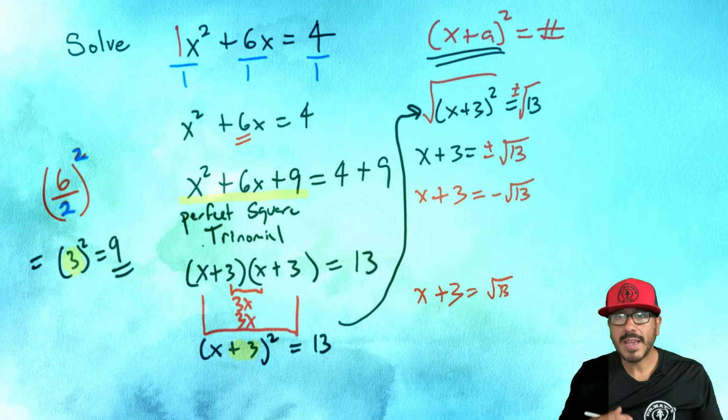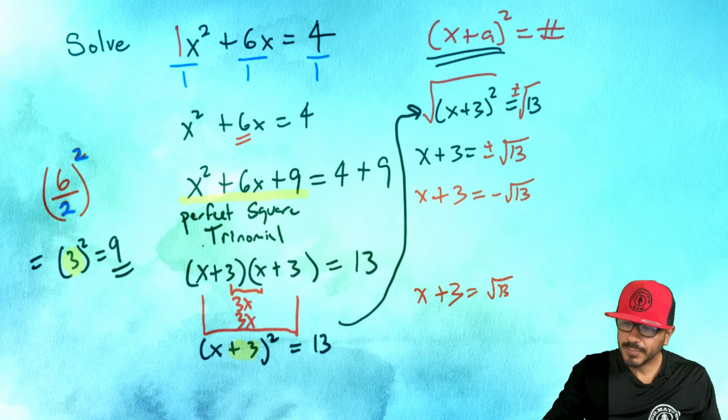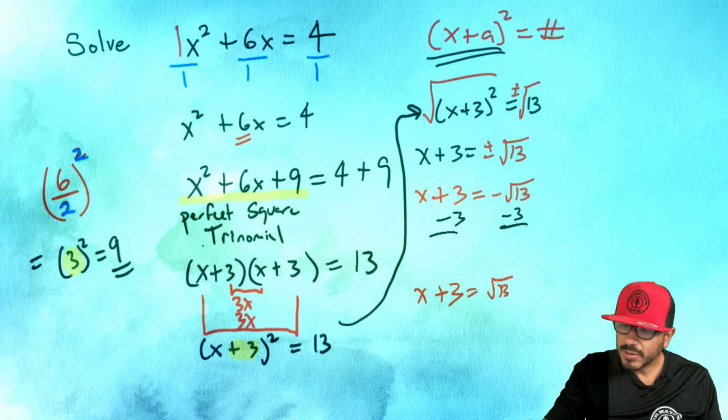And now we just isolate our x, because that's what we're solving for. So we subtract 3 from both sides. So one of our solutions is x equals negative 3 minus the square root of 13.